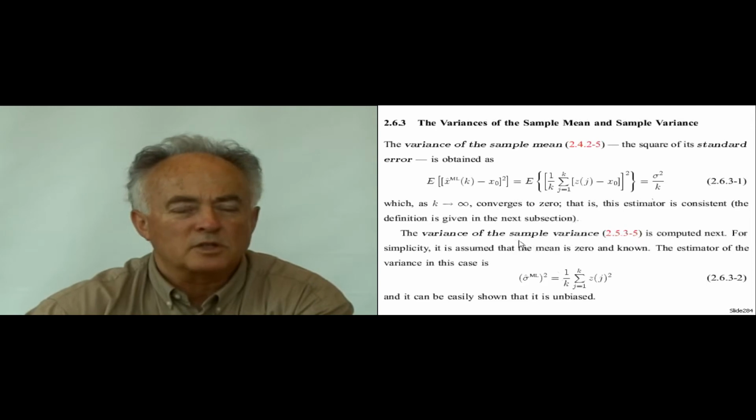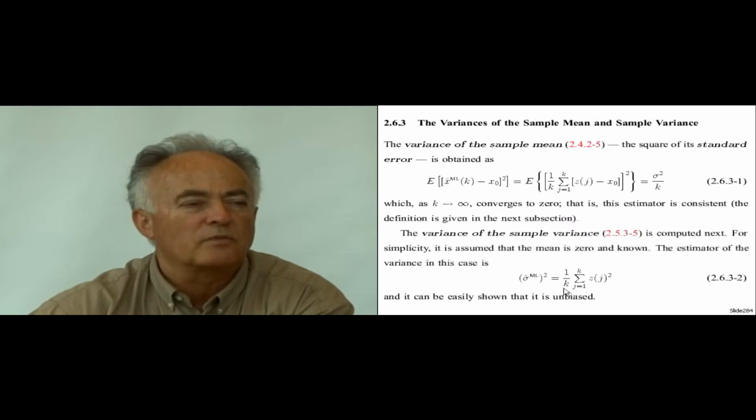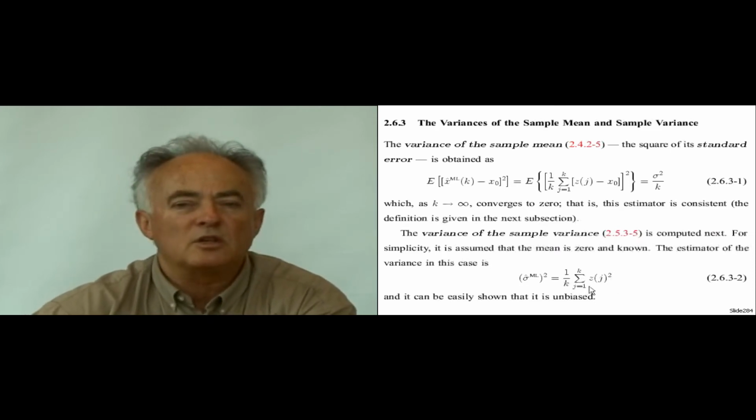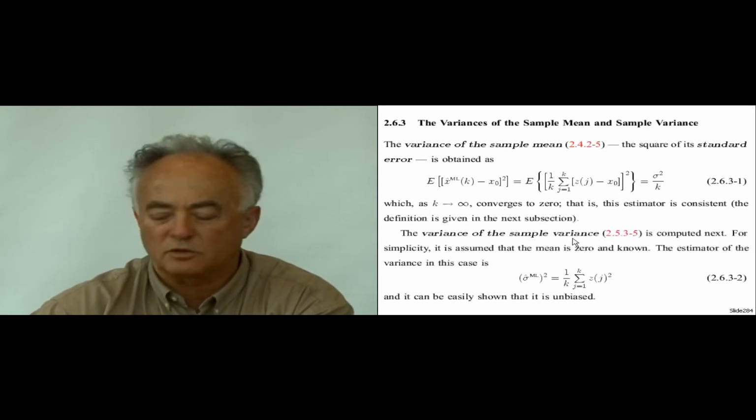Now, the second one. So we have the variance of the sample mean. What about the sample variance? We have a sample variance, which we are now going to look at in a slightly simpler context, namely when the true mean is 0 and known. In this case, the maximum likelihood estimator for the sample variance is just the sum of the zj's squared divided by k. It's very easy to see. It is unbiased. There is no problem with any bias.